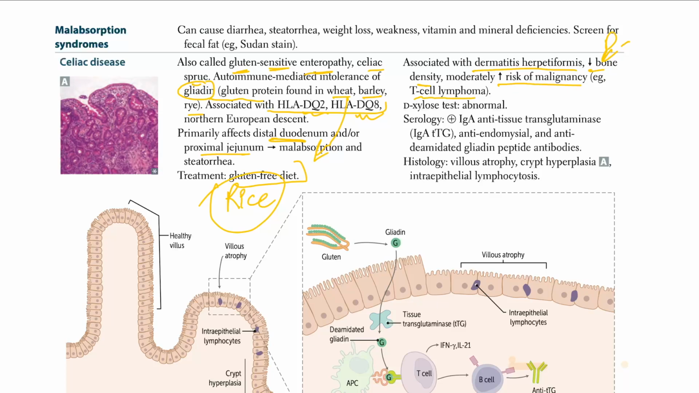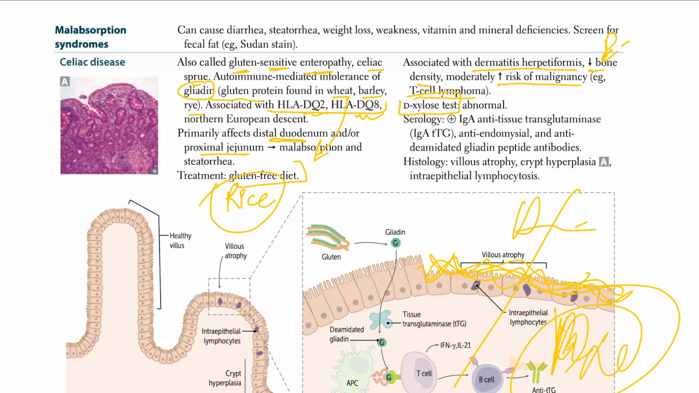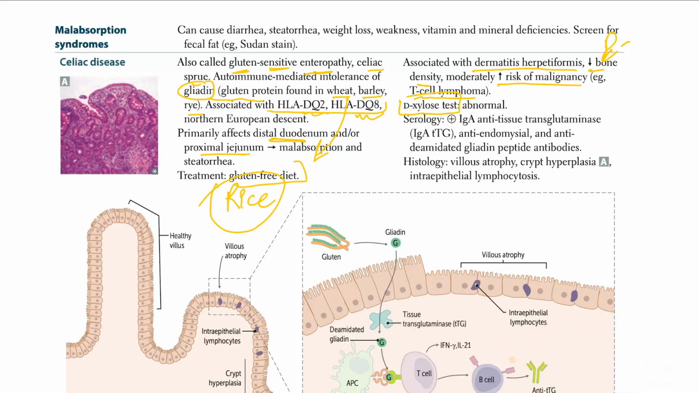Okay. A D-xylose test, we talked about that. This is abnormal. Why? Because you have mucosal damage. When you have mucosal damage, that D-xylose is not going to go in. When it's not going to go in, it's going to go straight out. So when you do the blood or urine testing, you will not see any D-xylose, and you'll be like, okay, something has got to be wrong with the mucosa. And then with the other testing, you can figure out, okay, yeah, it's celiac disease.